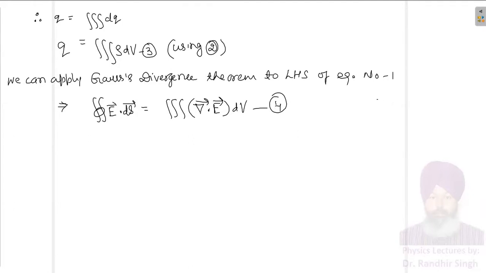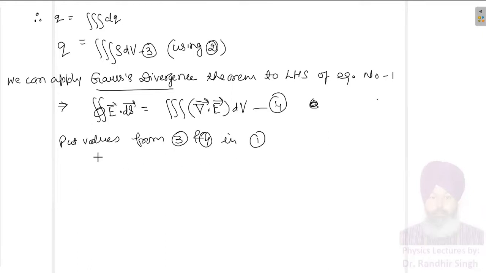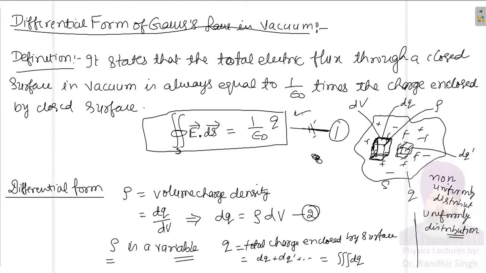Because this is Gauss divergence theorem, I have already written it here. So we can put values from 3 and 4 in equation number 1. Let me show you what is equation number 1. You can see this is equation number 1. I can put the value of q from 3, and I can put the value of this integration from equation number 4. Let us see what we obtain as a result of these substitutions. Let me go to the present slide.